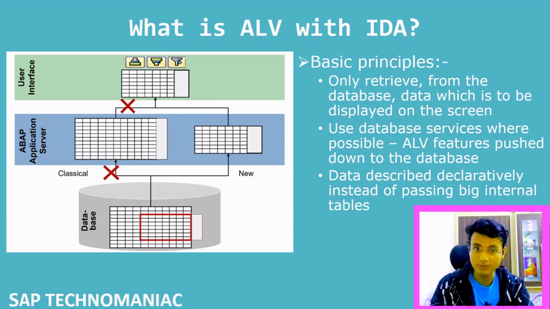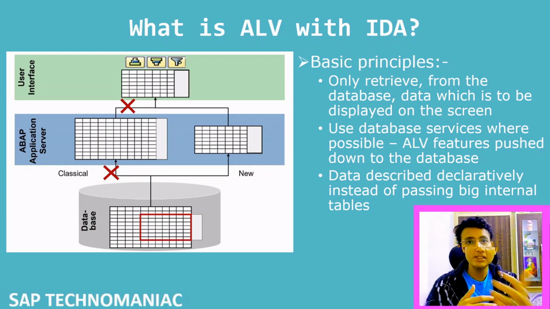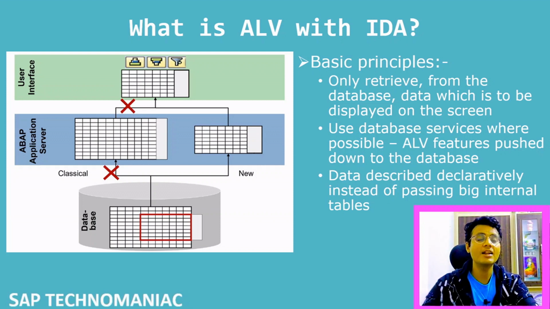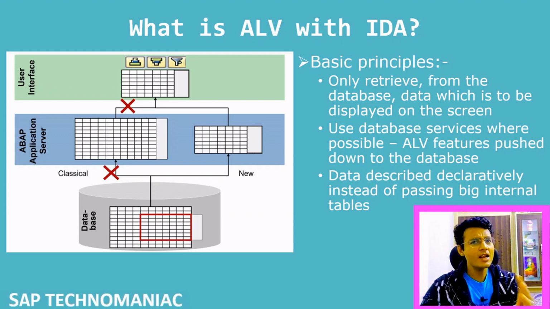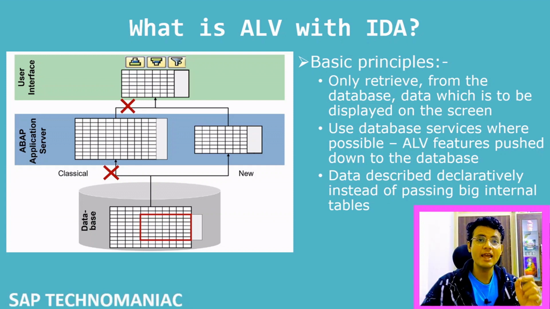That we will not do. Instead, whichever data is displayed on the user screen, only that data is fetched and displayed. When the user takes an action, suppose he does a page down, the next data will be fetched from the database and displayed. So there are three basic principles behind using ALV IDA.